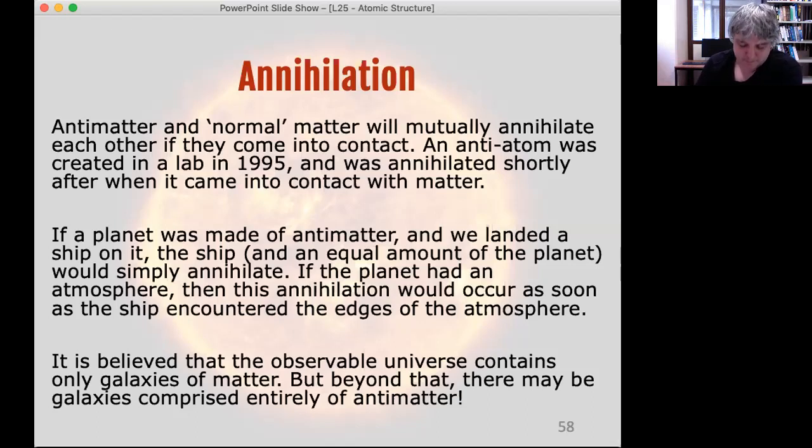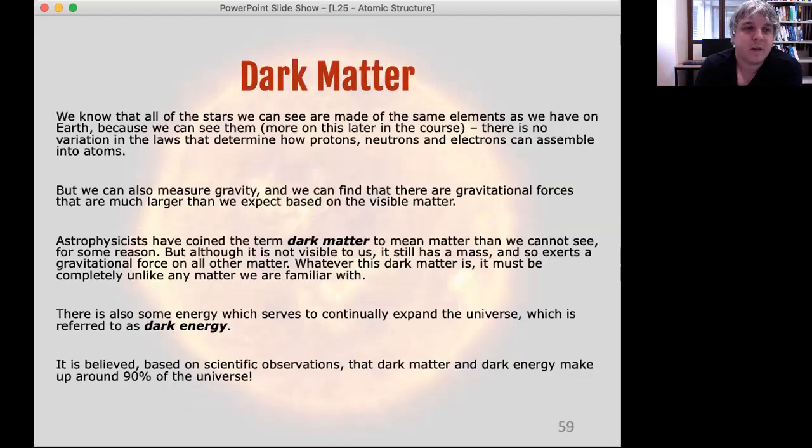So that's antimatter. Again, I don't expect you to memorize a whole lot of this. I want you to be aware of antimatter and the idea that antimatter and normal matter would annihilate, but that's sort of it. I don't expect you to go into any great detail about that.